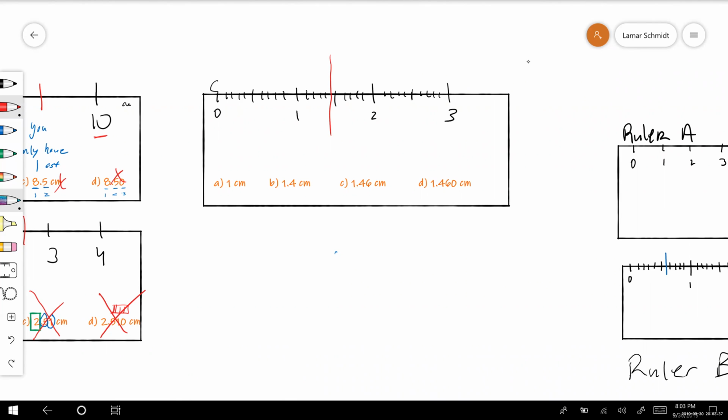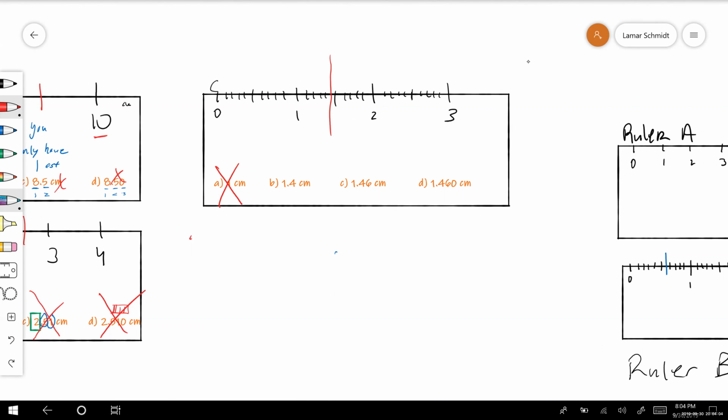All right, so now we can read this a little better. We can see that it's somewhere between 1 and 2. This is not an estimated number. We know it's between 1 and 2, but it is not making an estimation. So that is not correct. That's incorrect. We can see that it is at 1, 0.1, 0.2, 0.3, 0.4, and then there's 0.5.